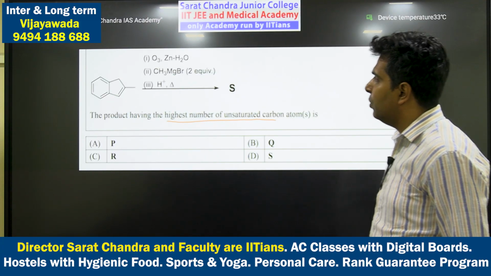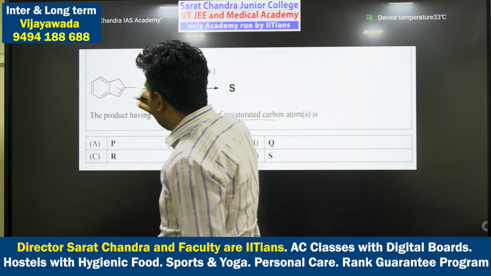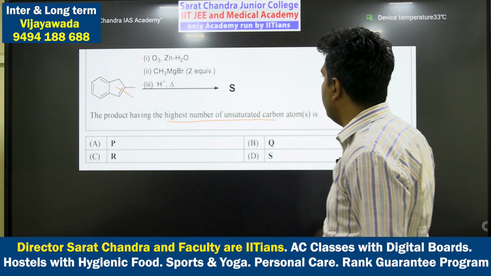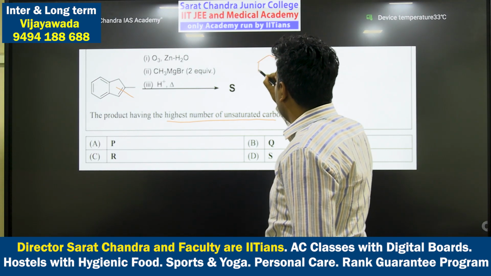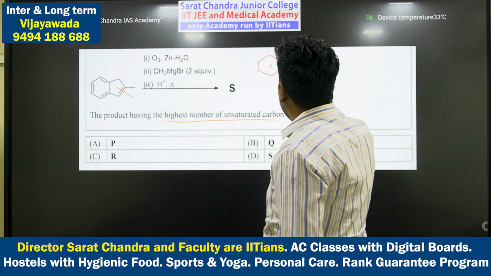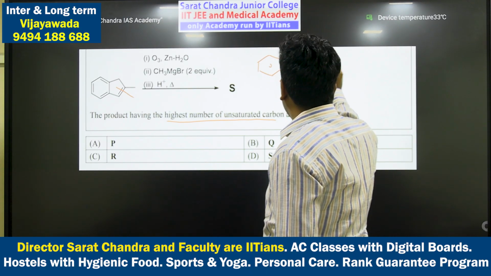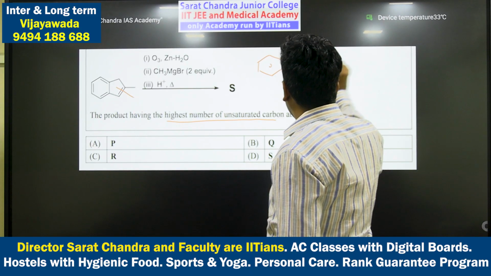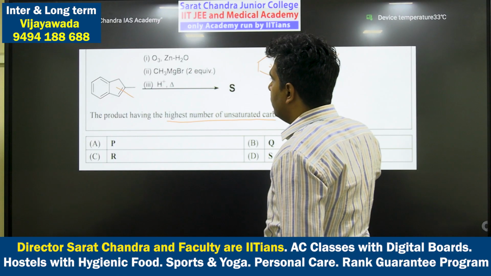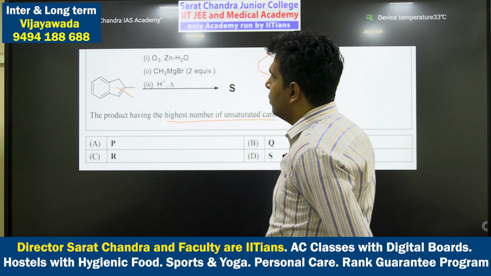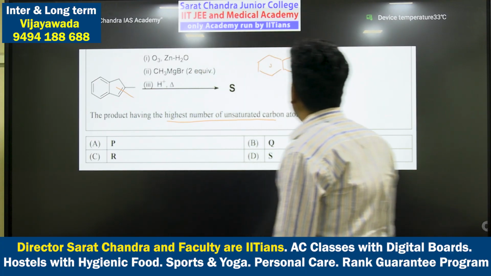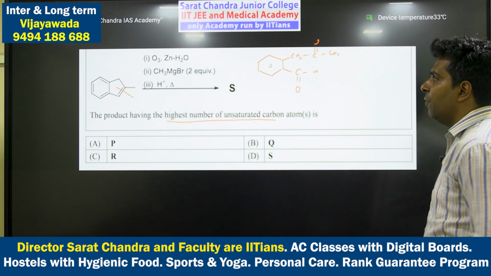Now let us see S option, ozonolysis. Ozonolysis, what will happen? This double bond will be broken, reductive ozonolysis, aldehyde and ketone will be formed. So what will be the product of this? CH2, C double bond O, CH3, this will be the product, and over here C double bond O, H. So aldehyde will be formed over here, and over here ketone will be formed. So this is the product after ozonolysis.